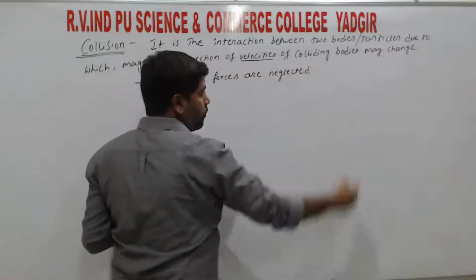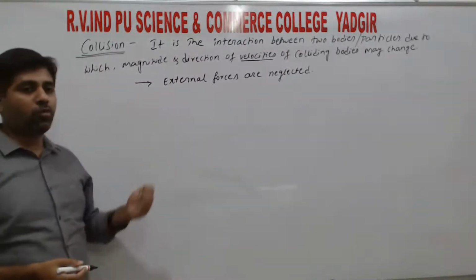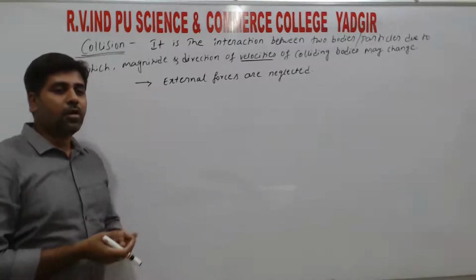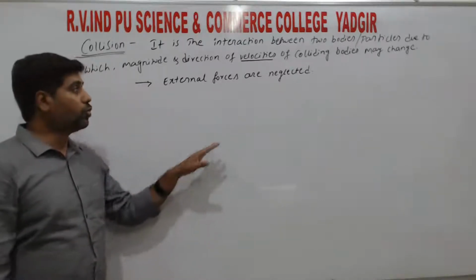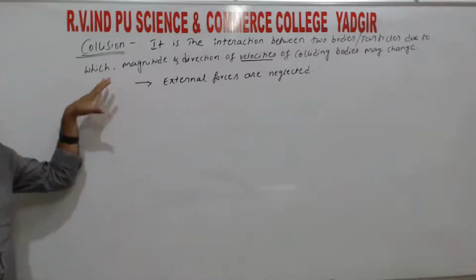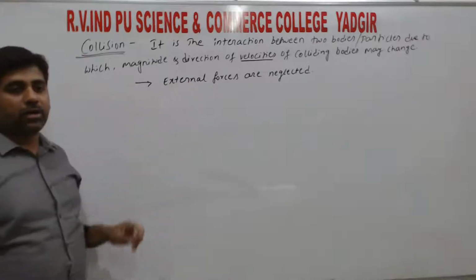So the applied force may be there, or the force due to friction may be there, because objects are moving, so friction may be there, air resistance may be there; those we also call opposition forces. Those forces we can neglect in this topic. So in this topic, we are neglecting such external forces, right?